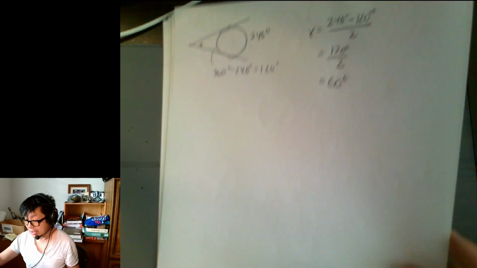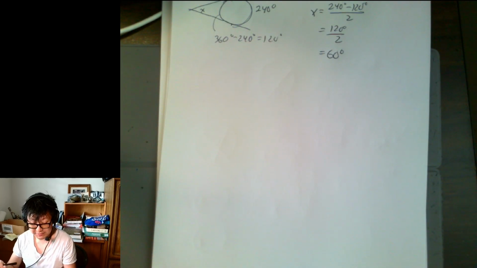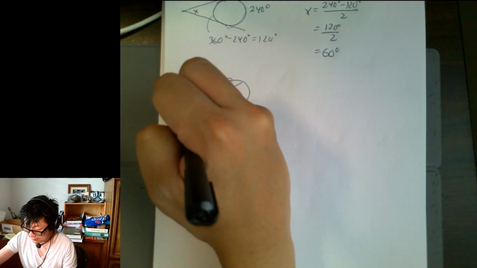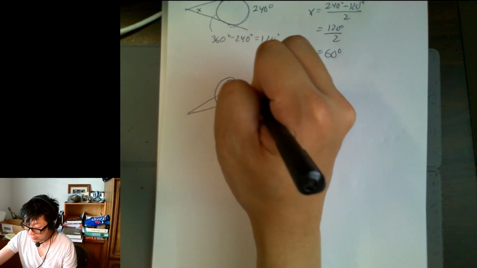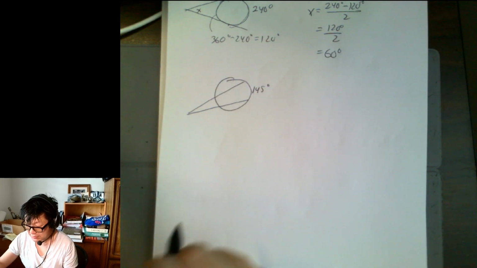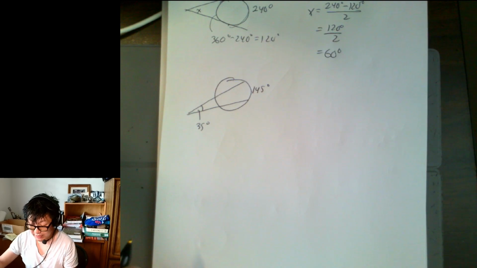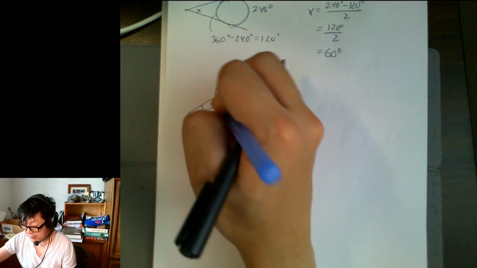Let's look at how we can apply some of these formulas. Let's say I have a problem that looks like this, where this arc is 145 degrees, this angle is 35 degrees, and I want us to calculate what this arc is.